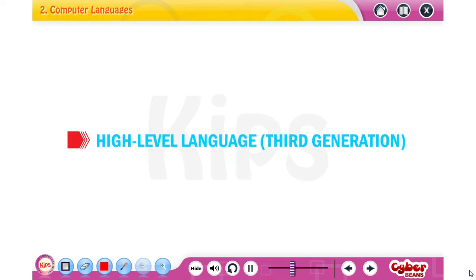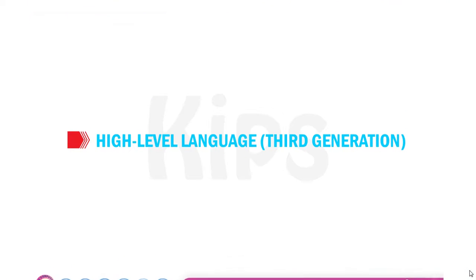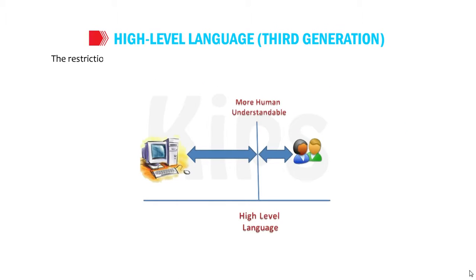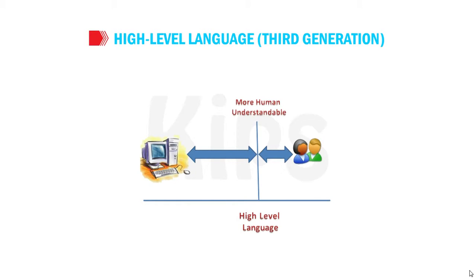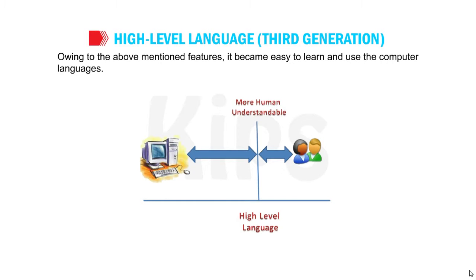Let us understand high-level language, third generation. The restrictions in the usage of machine and assembly languages prompted people to develop a language with the following features. Simple and user-friendly language. Language that is machine independent. Owing to the above-mentioned features, it became easy to learn and use the computer languages.